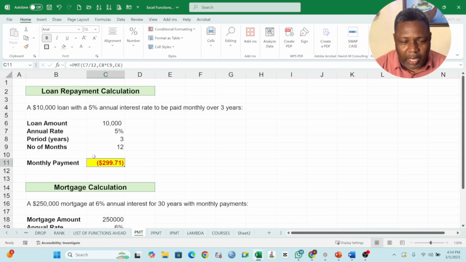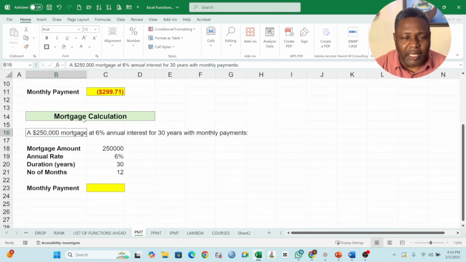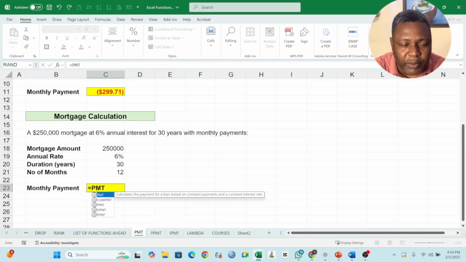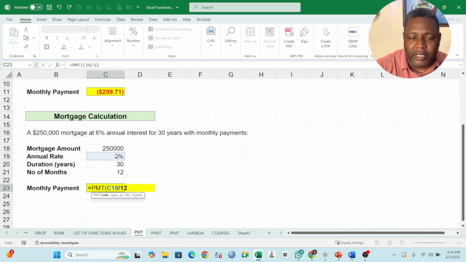So this is the payment. Now let's look at another example. Mortgage calculation: a $250,000 mortgage at 6% annual interest for 30 years with monthly payments. So this is going to be equals PMT. The rate is 6%. You're going to divide by 12. Don't forget, because it's monthly. If you are calculating quarterly payment, you divide by 4. If you are doing monthly payments, you divide by 12.